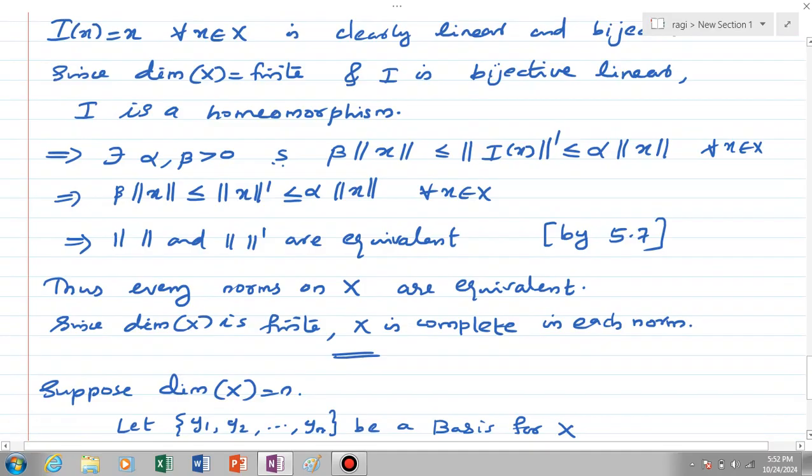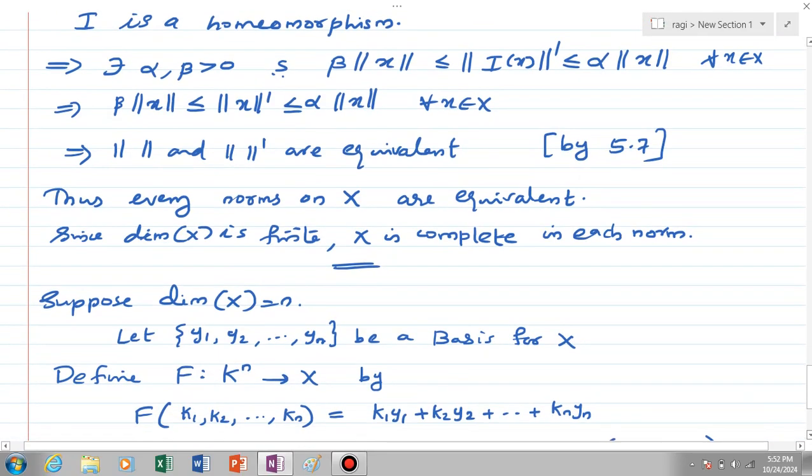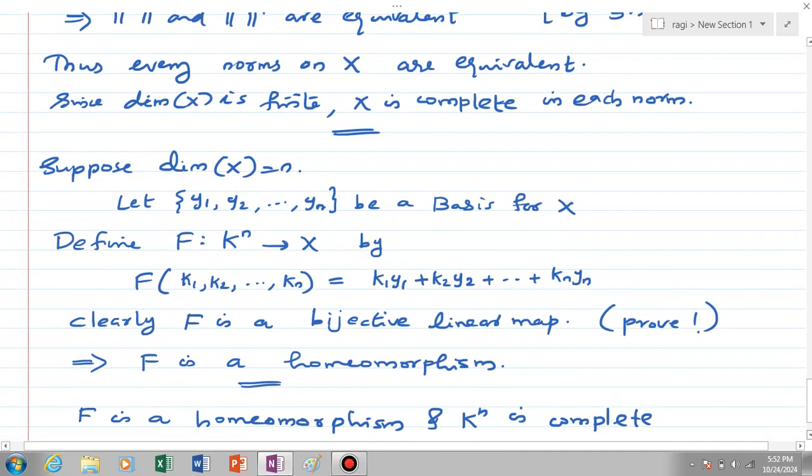Also, since the dimension of X is finite, X is complete in each norm. Because suppose the dimension of X is equal to n, then we can find a basis y1, y2, etc., yn for the space X and define capital F from Kn to X by F of the tuple k1, k2, etc., kn equal to k1 y1 plus k2 y2 plus etc. plus kn yn, the linear combination of the basis elements. Then clearly this is an element of capital X, and clearly F is bijective and linear. Just try to prove it.